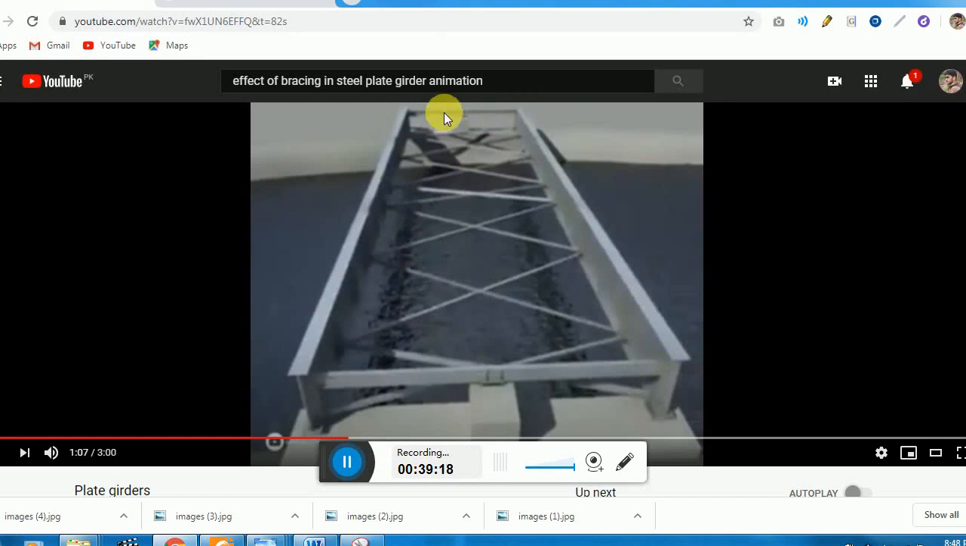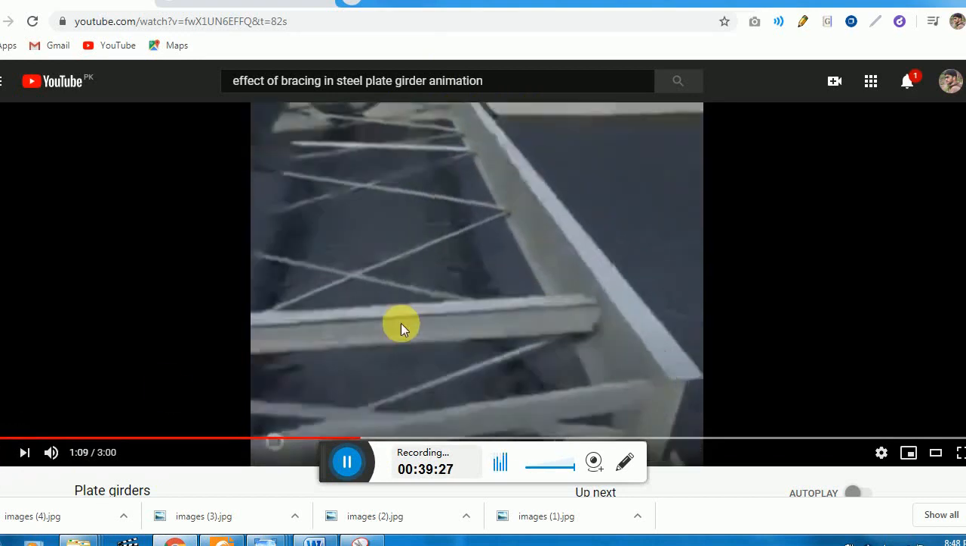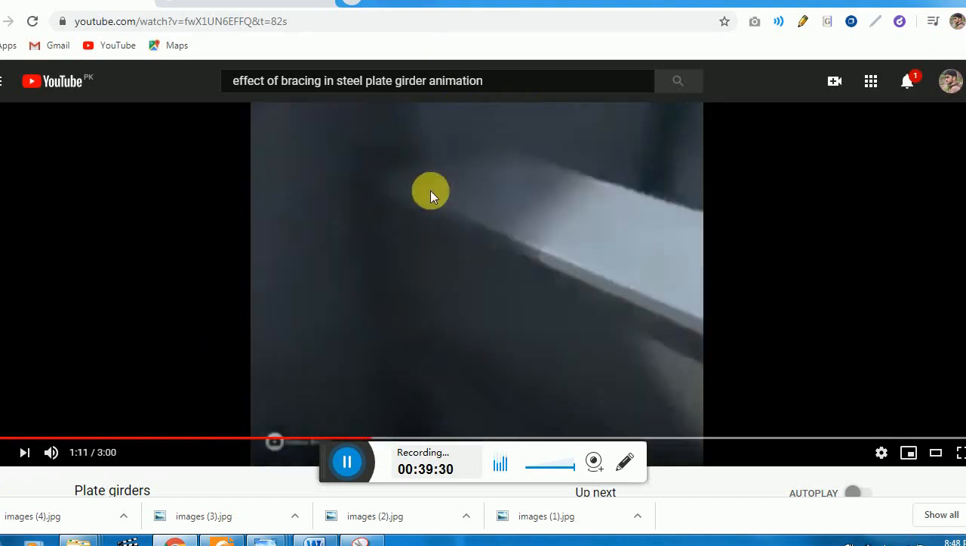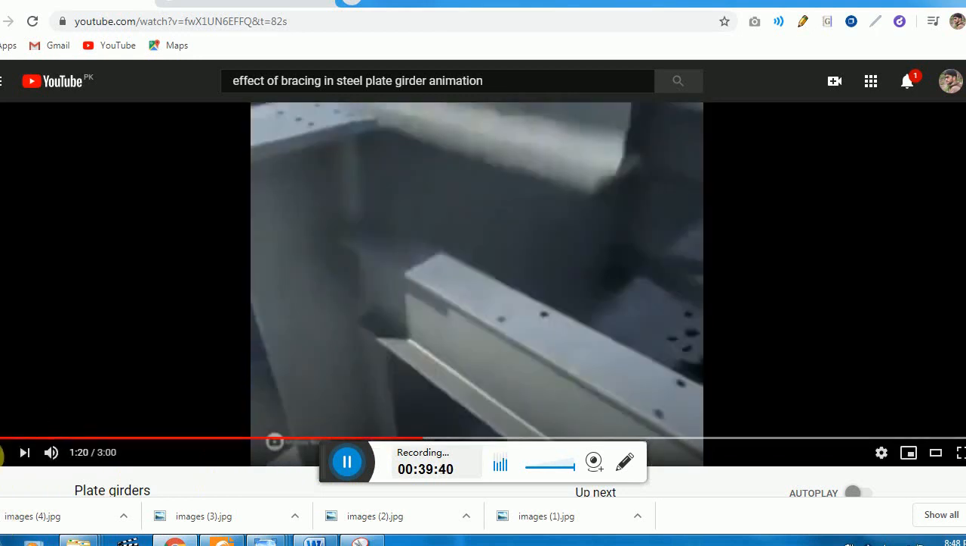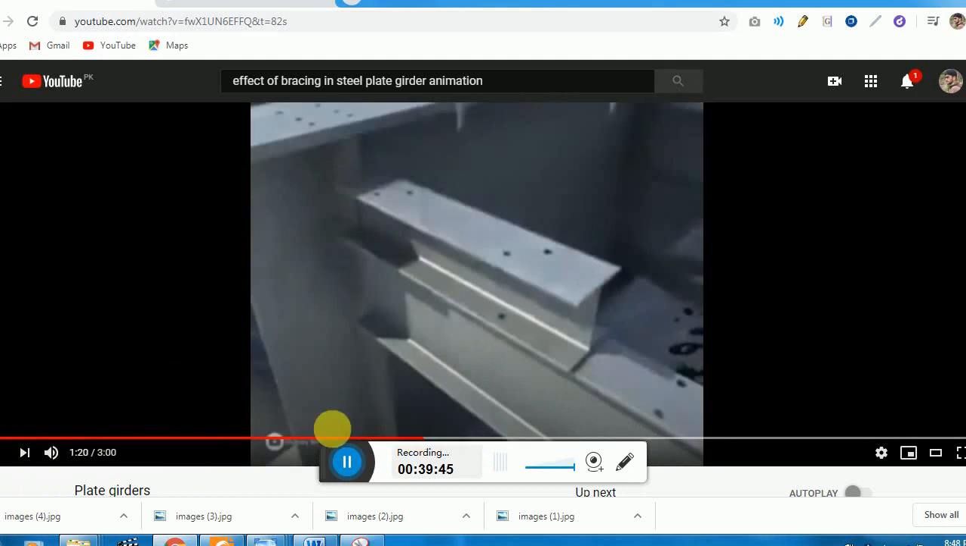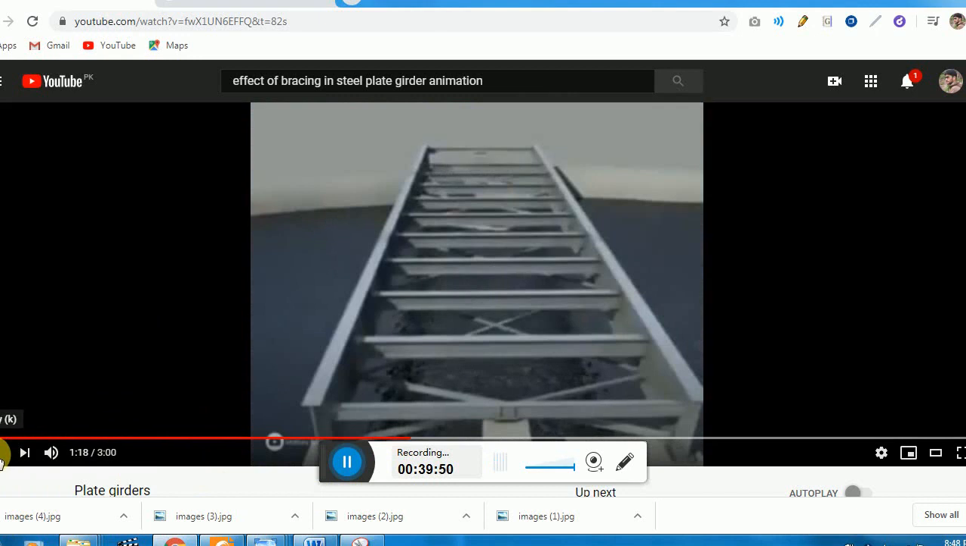Okay, in this video you also see that they provide lateral as well as inclined bracing. And you see next what they did, they provided further lateral bracing. Why are they providing it? To decrease their LB value. That makes these girders stronger. Okay, you see, here we have the whole length divided into smaller lengths.